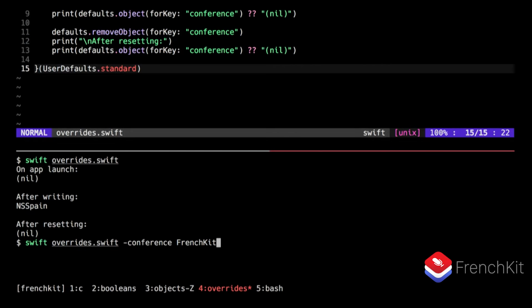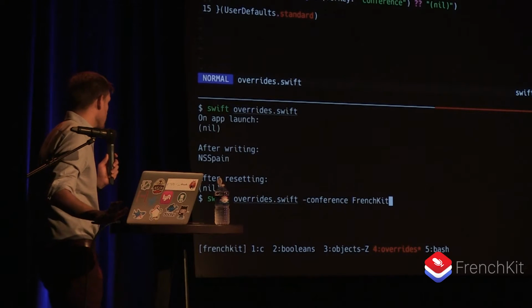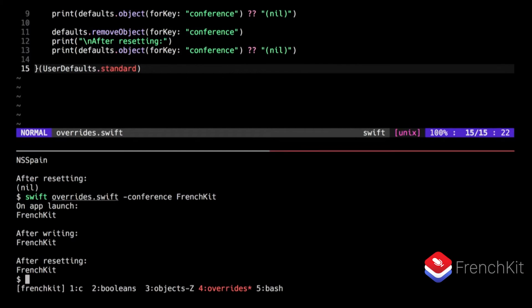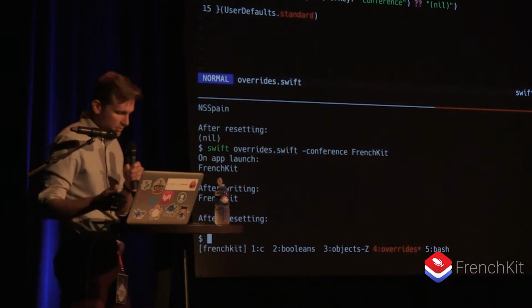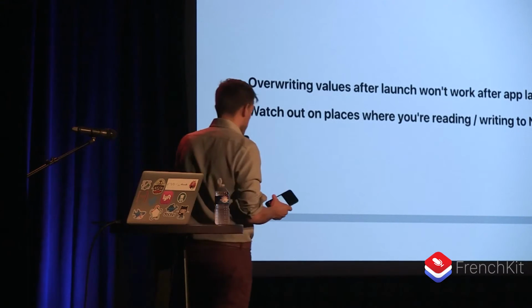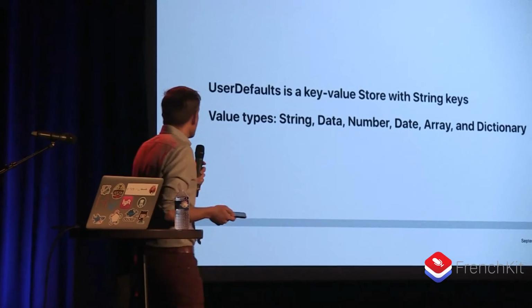But what I just mentioned before is if you launch it with an argument, then on the app launch it is FrenchKit. After storing, it's again FrenchKit. And even if you removed it from the NSUserDefaults, it's still FrenchKit. So just watch out where and how you use the NSUserDefaults if you're going to use launch arguments.